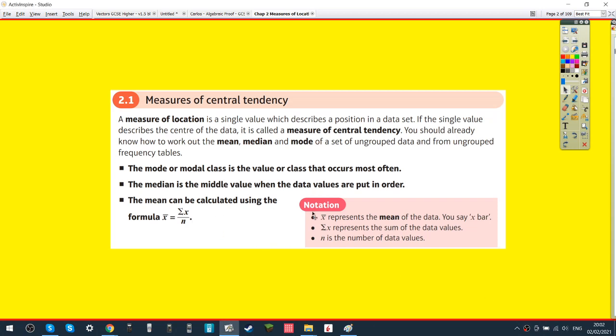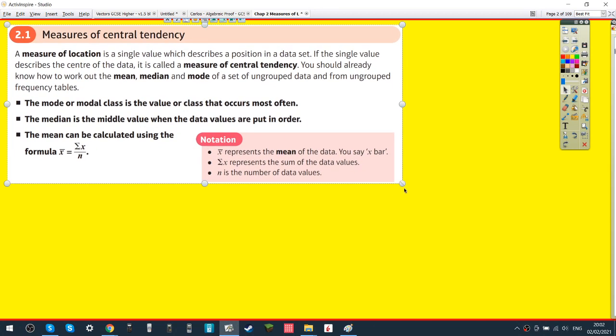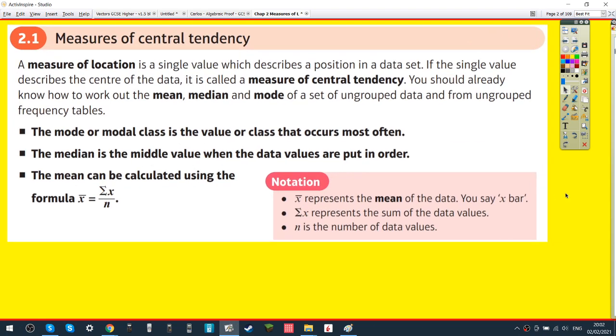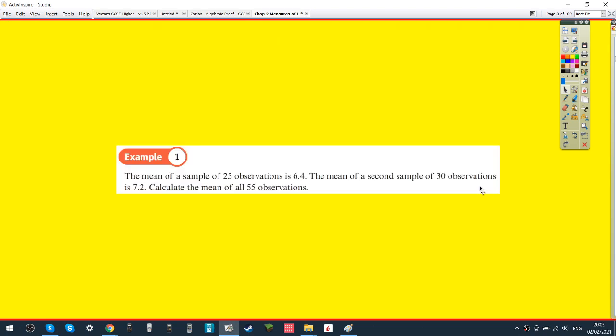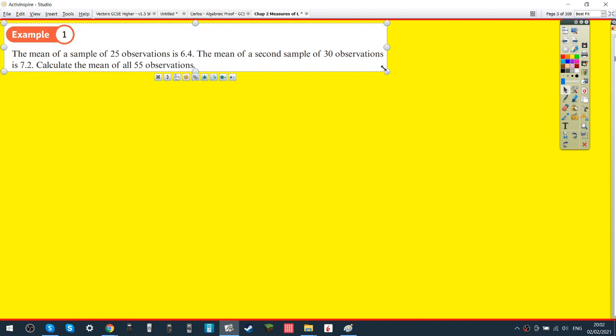Sigma x is the sum of all the x's, and then n is the number of items. Any idea how you do this?